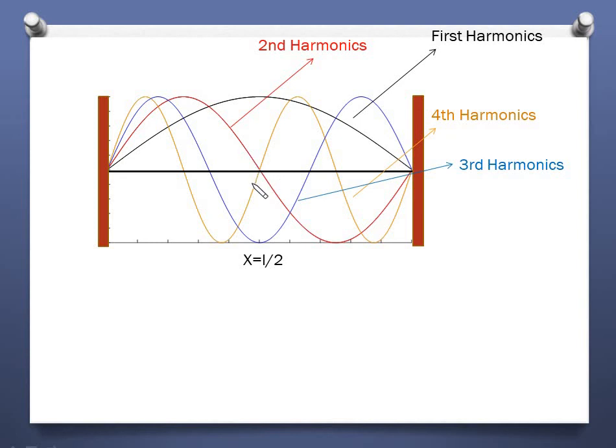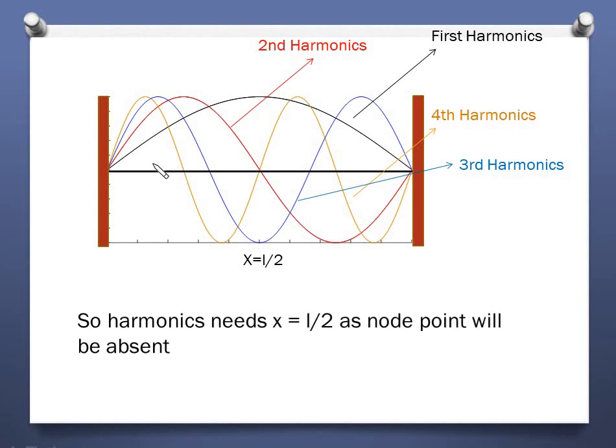And as I said, if the striking point is the midpoint, then the second, fourth and sixth harmonics will be absent and so on. That means only those harmonics are missing whose node point is exactly the midpoint. So the general statement we can make from here is that if you are striking at any point or plucking at any point, then only those harmonics will be missing which require that point as a node point. So this is our general statement and it is exactly true for any kind of method, as I said.